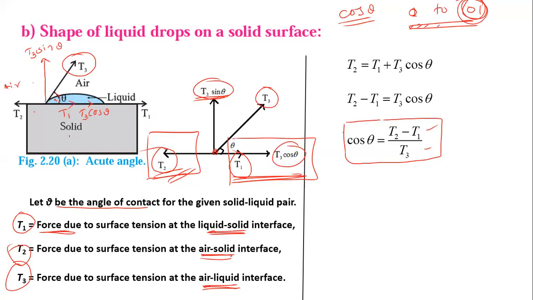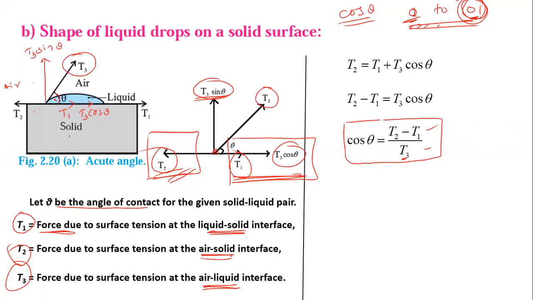In other cases, cos theta between 0 and 1 means 0 point something. If cos theta is coming 0 point something, it means that T2 minus T1 is less than T3. Only if T2 minus T1 is less than T3, the division will give 0 point something, meaning less than 1. So you have to remember that while learning the cases.